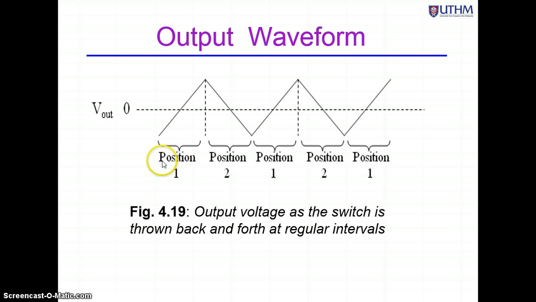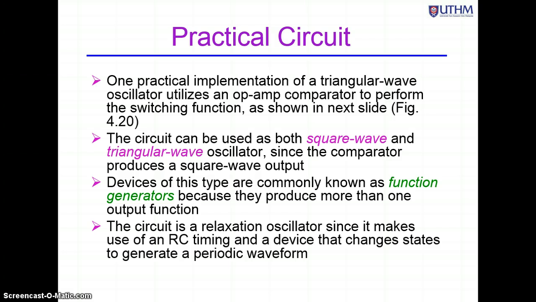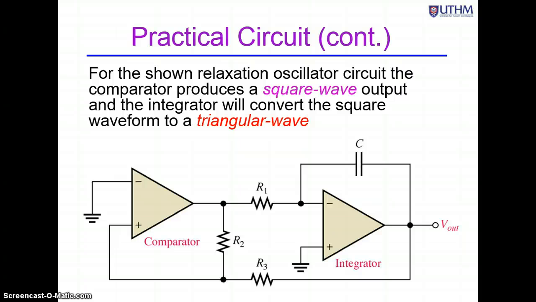This is the position just now, position 1, position 2. The output waveform is a triangular waveform. Now we look into a more practical circuit, because you are not going to put your switch on and off between two positions, but instead we use that integrator and connect it to a comparator. So it will be a self-generating circuit.